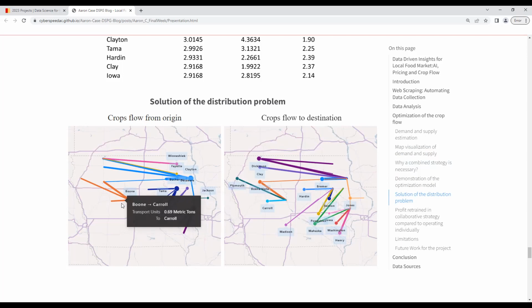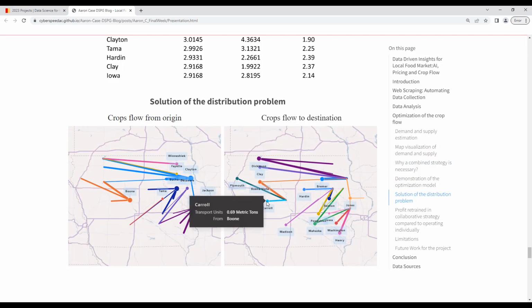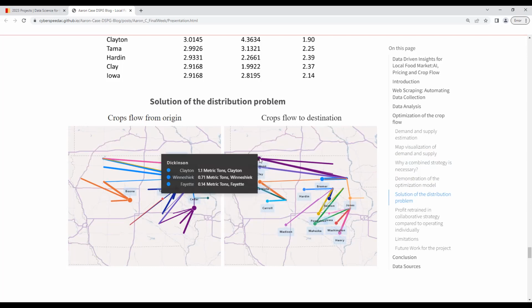On the right-hand side, we have put the bubbles on the destination. This is exactly the same graph as before, but we just have the bubbles on the destination. In that case, if we hover our mouse on a bubble, it will show which counties are supplying their product to this county, and the quantity.